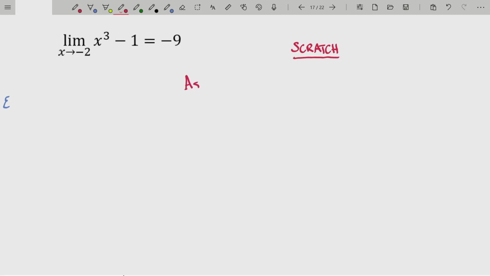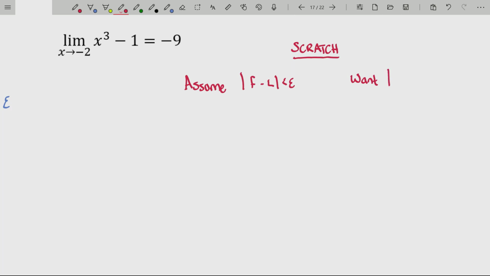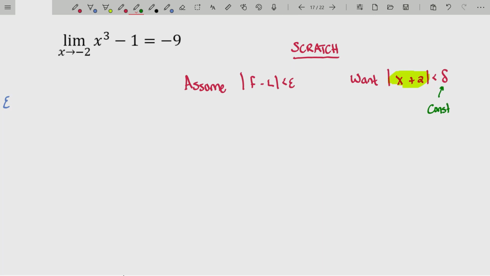All right, let's go ahead and assume that the distance between our function and our limit is less than epsilon, and we want to eventually find out how we got there. Specifically, we want to find a delta so that the distance between x and -2 is less than that delta. So let's go ahead and do this. Again, remember, I want to arrive at the absolute value of x plus 2 being less than some finite constant. Very important.